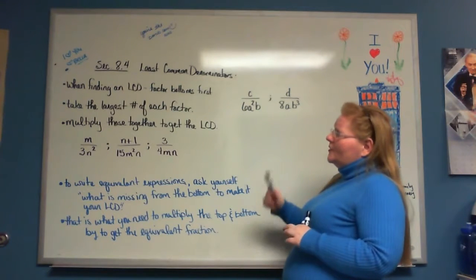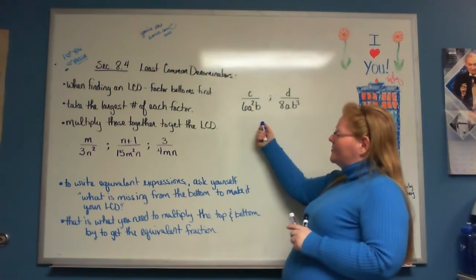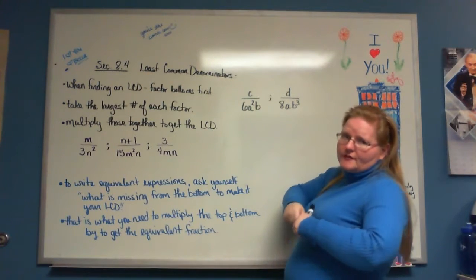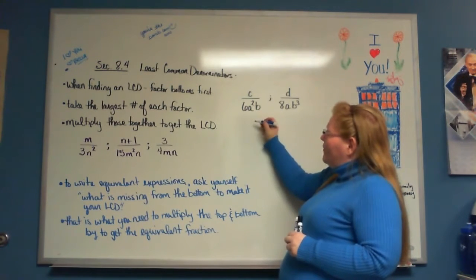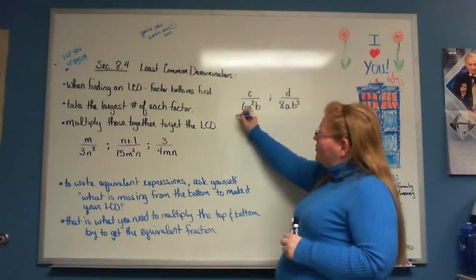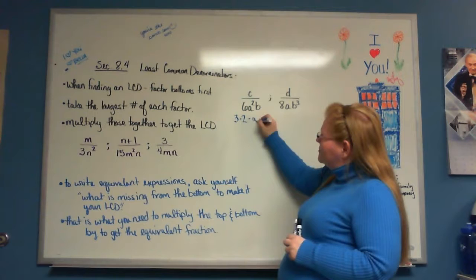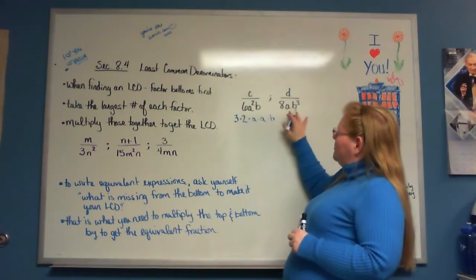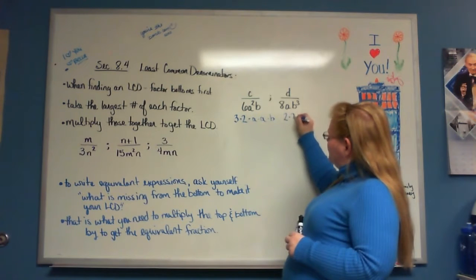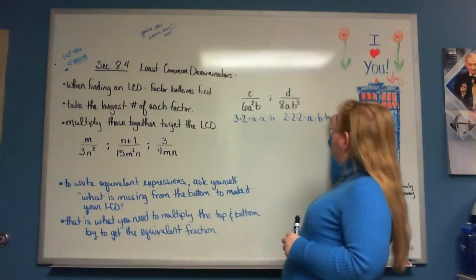You need to take the largest number of each factor. So when I go to factor this, I'm going to do it in blue so you can see it's a different color. The C is still there, but I'm only worried about the bottom, like I said. So that's 3 times 2 times 2 A's and 1 B. And then when I go to factor this, that's 2 times 2 times 2 times 1 A and 3 B's.